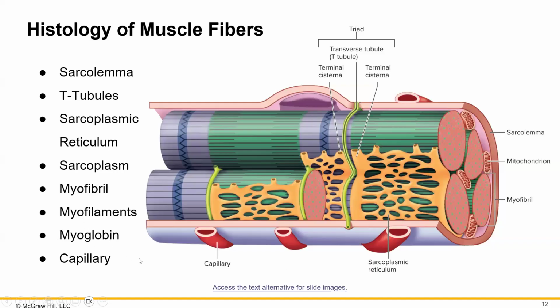Myoglobin is similar to the hemoglobin in our red blood cells that bonds to oxygen. So myoglobin is a way that our muscles can store their own oxygen. And then we talked about this already. Our muscles have a really good blood supply, and they have a bunch of capillaries right on the surface to be supplied with even more oxygen.